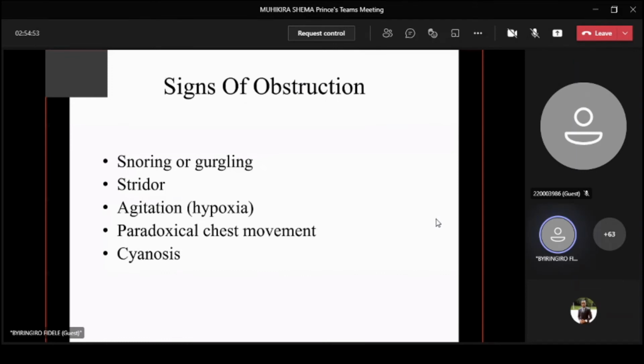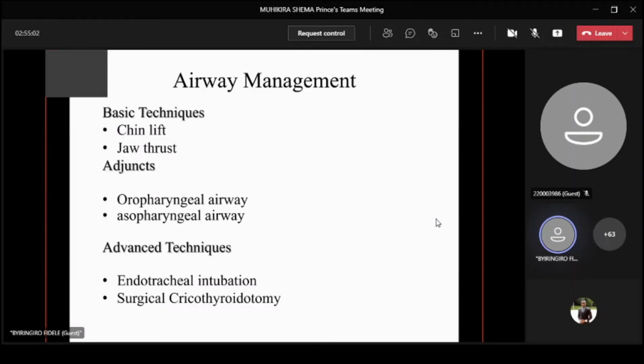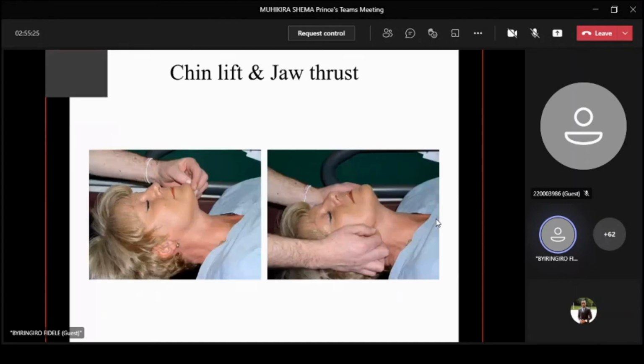So the airway management, number one, we do a chin lift or jaw thrust. Adjuncts, we can put an oropharyngeal airway or nasopharyngeal airway. For advanced techniques, we can intubate the patient either through endotracheal or we do a surgical cricothyroidotomy. So this is what we call a chin lift. A chin lift means you try to open the mouth by lifting the chin. A jaw thrust means you take hold of the jaw and you elevate it. We call it jaw thrust because this is going to help elevate the oropharynx, which will open the oral airway.